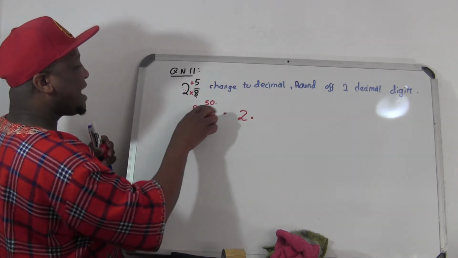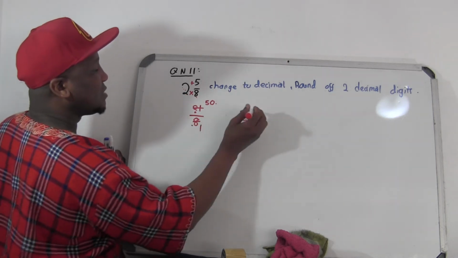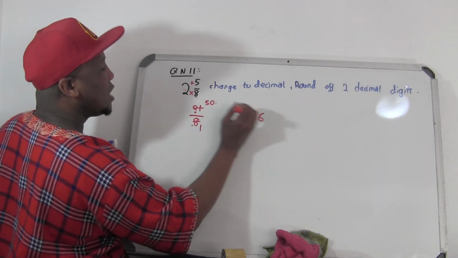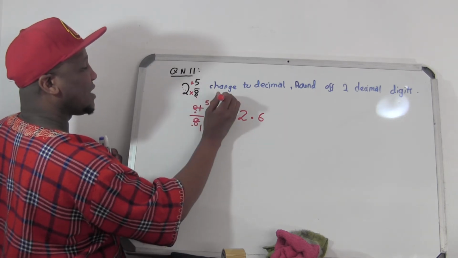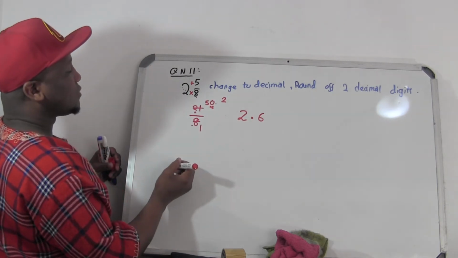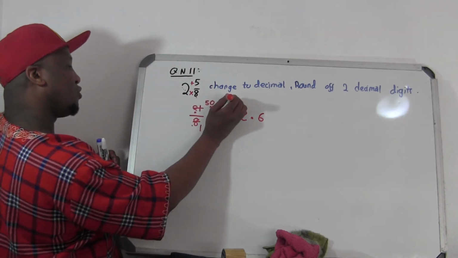Now we go, how many 8 in 50? There are 6 8, which is 48. So it's going to be 6 times 8, which is 48. So what you're going to be left with? You're going to be left with 2. Write your 2 here. Can 8 again go into 2? No, it cannot. So since it cannot, you write 0.